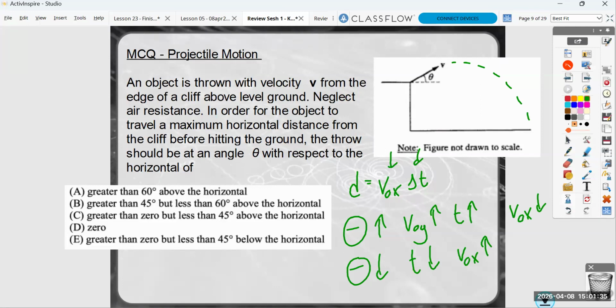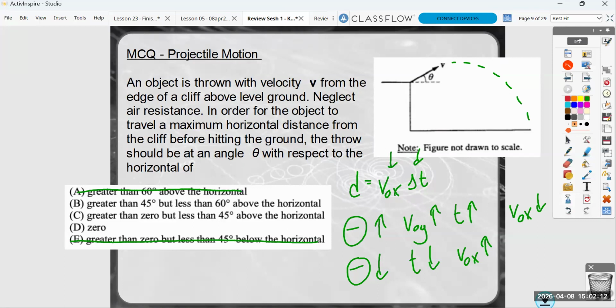Is there anything you think we can probably eliminate here? Below the horizontal. Okay, greater than 0 but less than 45. Below the horizontal is going to hurt you in 2 ways. It's going to make your time go down, right? Because you're now throwing it down toward the ground. So I agree that E is probably out. Yeah, I agree with A because notice it doesn't give an upper bound. So greater than 60 degrees includes what? Make it ridiculous. Backwards. If you throw it straight up or backwards, that's probably not great, right?